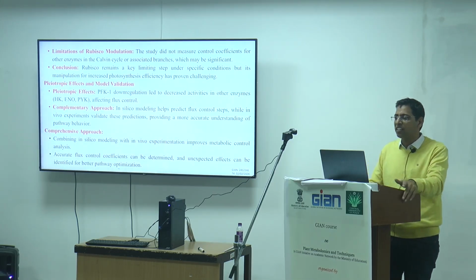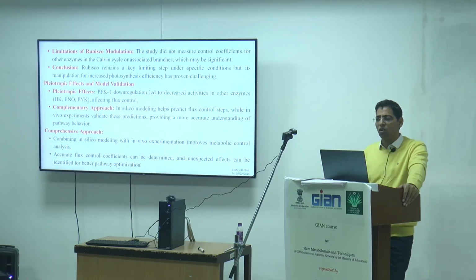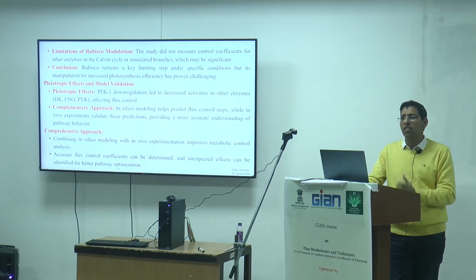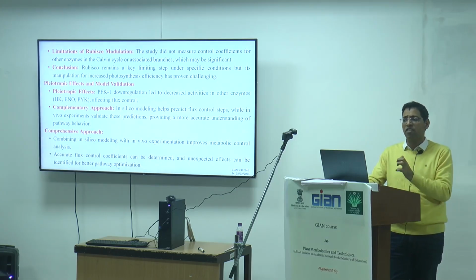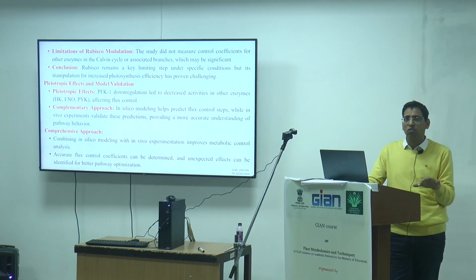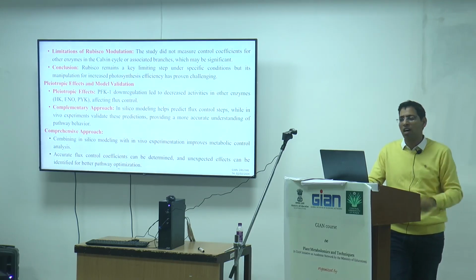You can understand this study did not measure control coefficients for the other enzymes in the Calvin cycle associated branches, which may be significant. The conclusion is that Rubisco remains a rate-limiting step under specific conditions, but its manipulation for increased photosynthetic efficiency has proven challenging till today. That's why, however much you manipulate Rubisco, it is not the only enzyme playing the critical role; some other factors and control coefficients are also involved.